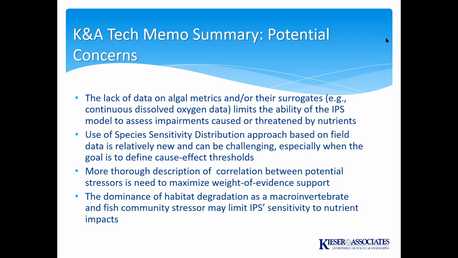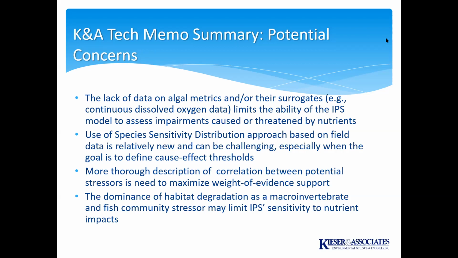important concern, one that the NSAC also identified, not insurmountable, but the fact that there are not a substantial amount of data at this point on algometrics or surrogates, including deployments of continuous DO data collection, sensor deployments, for example, is a limitation on the ability of IPS to assess impairments, specifically as it relates to nutrients. The tech memo goes into that in a little more detail.